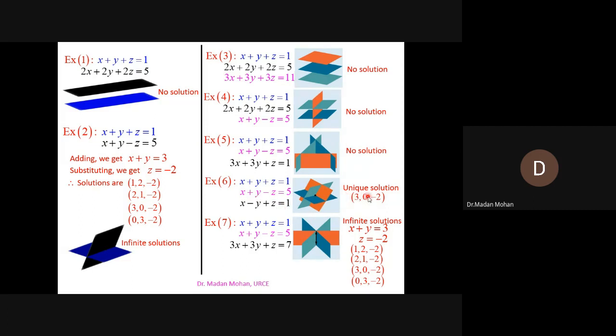I explained different possibilities of planes. If you observe, when you are taking a linear system with 2 equations, or 3 equations with 3 unknowns, the possibilities are either no solution, 1 solution, or infinite solutions only, always. A linear system always has 3 possibilities: no solution, 1 solution, or infinite solutions. Okay.